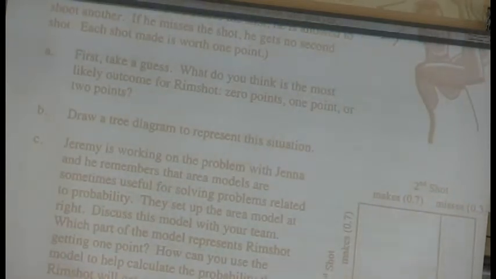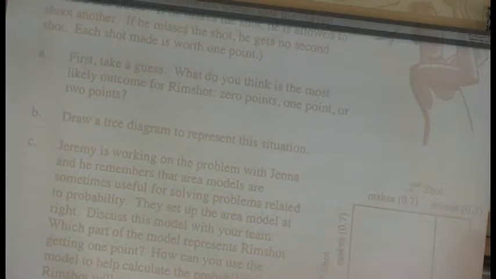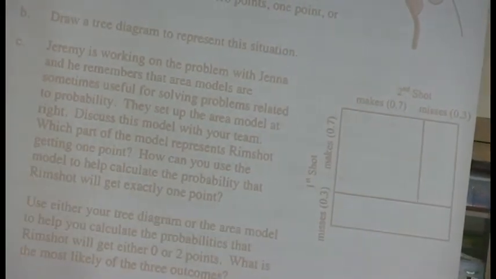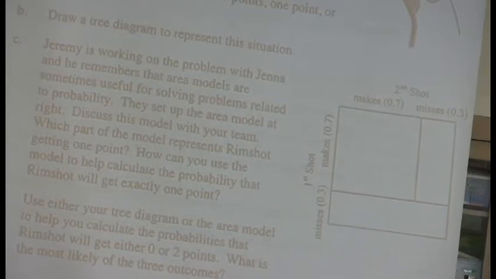Okay, so what I want you to do, there is a model here that you can use if you would like. I would like you to come up with the probability for all 3 of those options. So you're going to either do a tree diagram or an area model. I don't care. What is the probability he's going to make 0? What's the probability he's going to make 1? And what's the probability he's going to make 2? You've got 5 minutes in your groups.